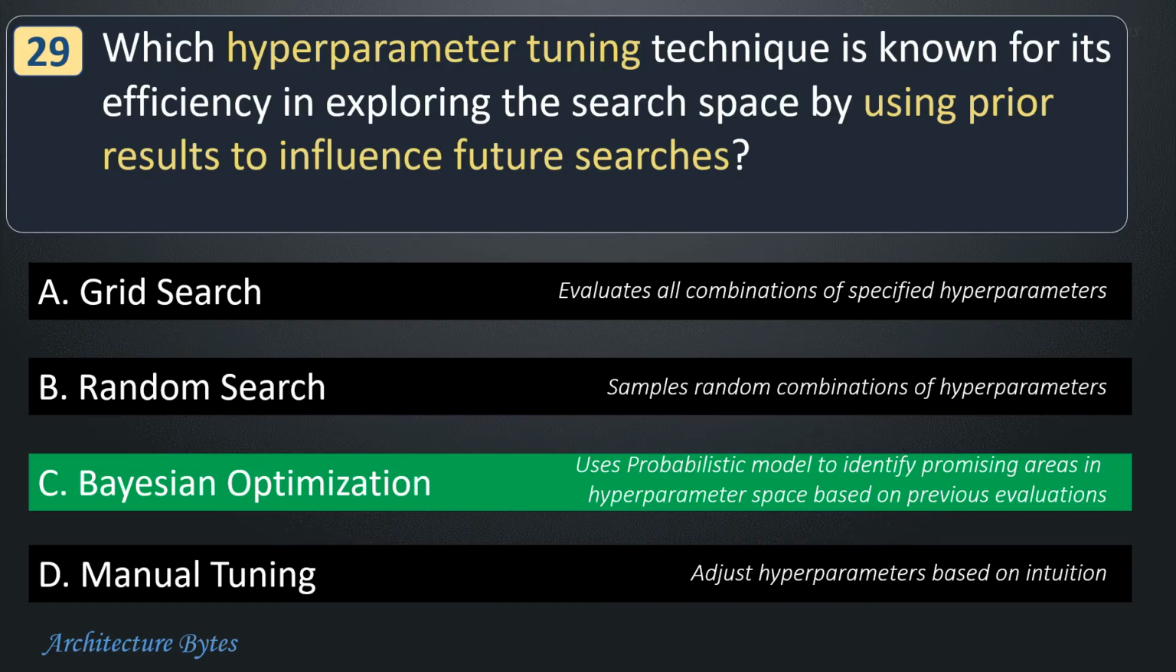Grid search exhaustively evaluates all combinations of specified hyperparameter values. This is a time-consuming process for large spaces. Random search samples random combinations of hyperparameters, which is more efficient than grid search, especially when some hyperparameters have less impact. Manual tuning involves adjusting hyperparameters based on intuition. It is time-consuming and less systematic than automated methods.